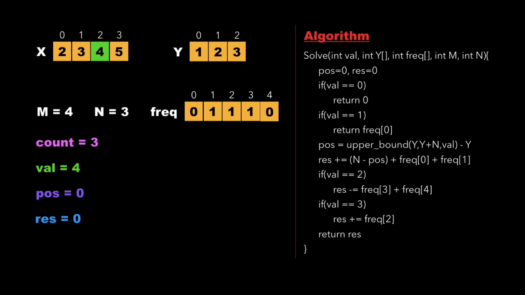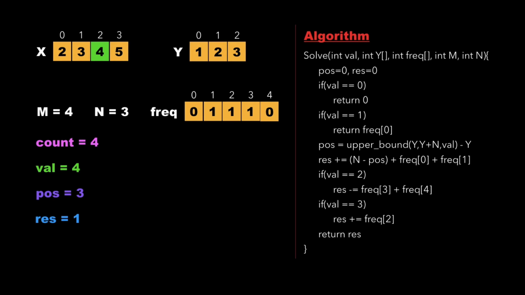Since it is not, we directly calculate the value of position, which is the upper bound of 4 in the array y. Since 4 does not have any upper bound, the value of position is equal to the size of the array y, which is 3. Then we calculate result as result plus the number of elements in y which are greater than val, plus frequency of 0 plus frequency of 1. So we get the value of result as 1, and since val is neither 2 nor 3, we directly return result as 1. So 1 gets added to the count value, and the value of count is 4.